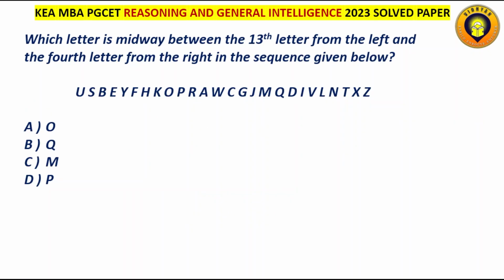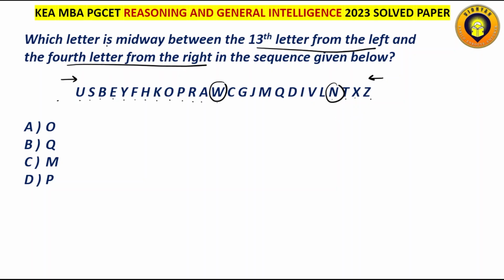Which letter is midway between the 13th letter from the left and 4th letter from the right in the sequence below? So this is our left hand, this is our right hand. The 13th letter from the left, which is 1, 2, 3, 4, 5, 6, 7, 8, 9, 10, 11, 12, 13, that is W. And the 4th letter from the right, 1, 2, 3, 4, N.